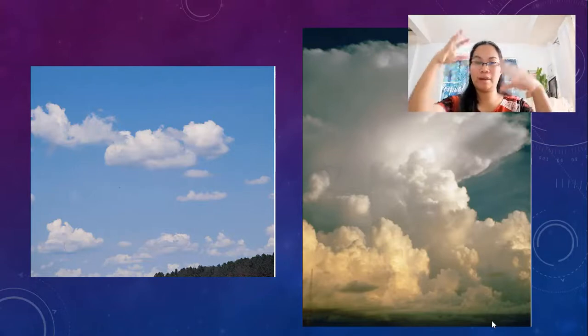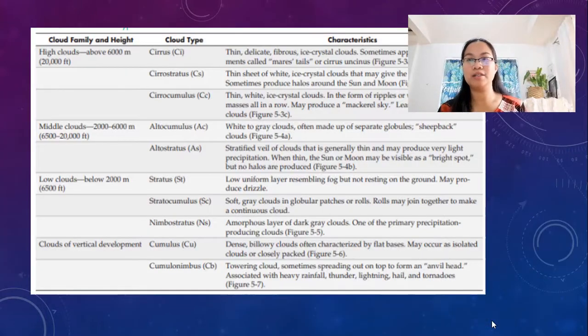Then you also have clouds which are formed vertically, or yun mga develop into towers. So you can see the first one would be the cumulus clouds. So it's also considered to be at high level. The base is flat. Then there is a piling up of cloud patches. It's like cotton. Then you also have the next one would be the nimbocumulus clouds. Then the next one would be the cumulonimbus clouds.